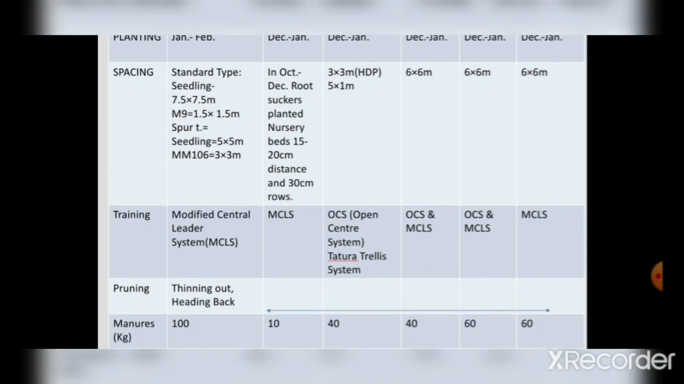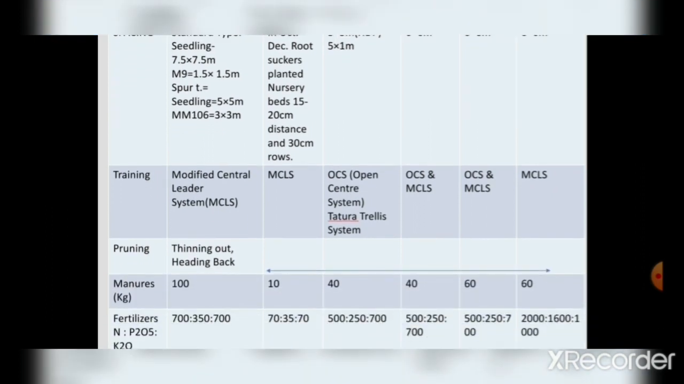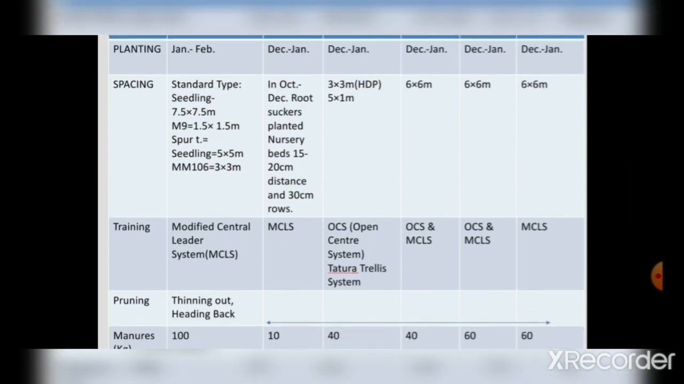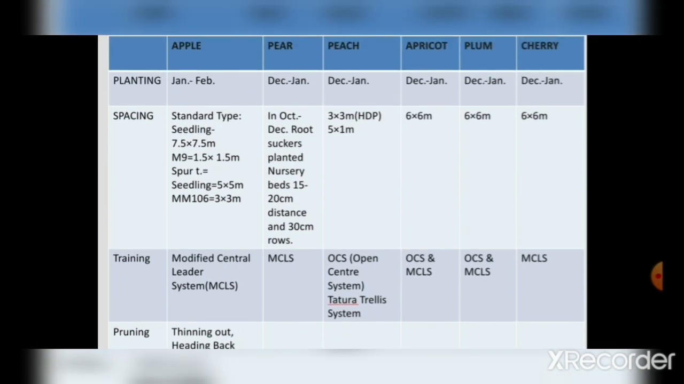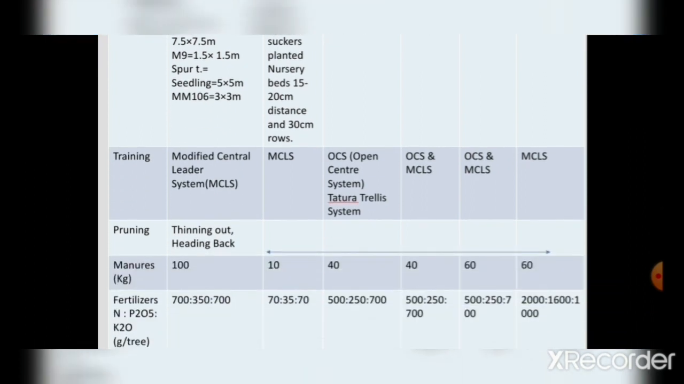Then comes training. Modified center leader system is used in apple. For pear, again modified center leader system. Peach is open center system and Tatura trellis system. For apricot, open center system, modified center leader system. Plum is the same, and for cherry again modified center leader system. In case of pruning, 2 steps are taken: thinning out and heading back.